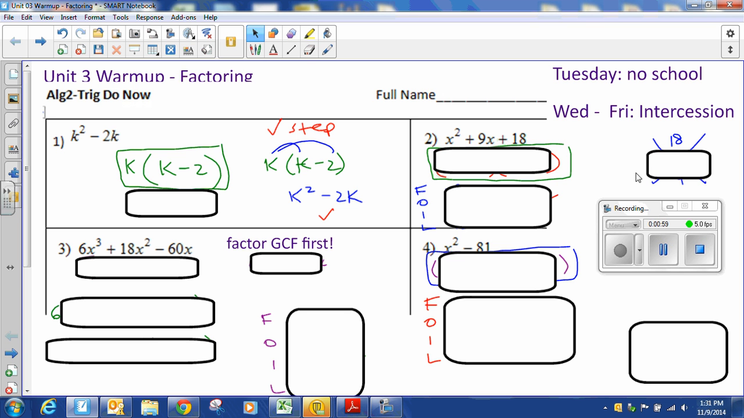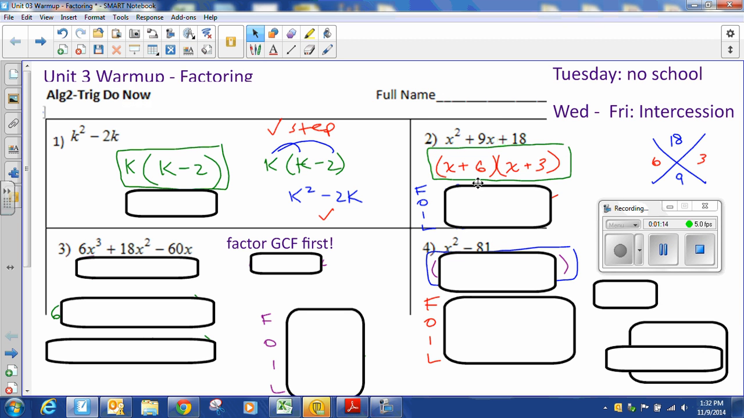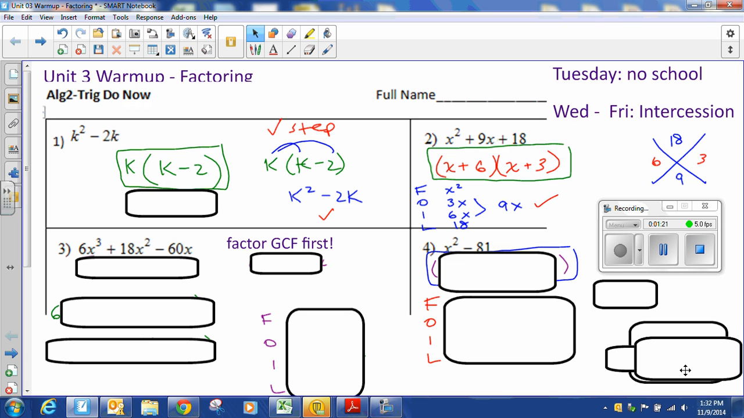So what we're going to do is ask ourselves, what two numbers multiply to give us 18 that add to give us 9? Well, the answer is 6 and 3, because 3 times 6 is 18, and 6 plus 3 is 9. Therefore, our factored form is two binomials, x plus 6 times x plus 3. If we were to FOIL, multiply these back together, we end up with our original expression, x squared plus 9x plus 18.